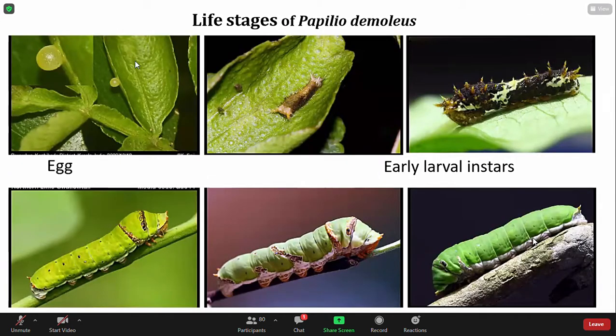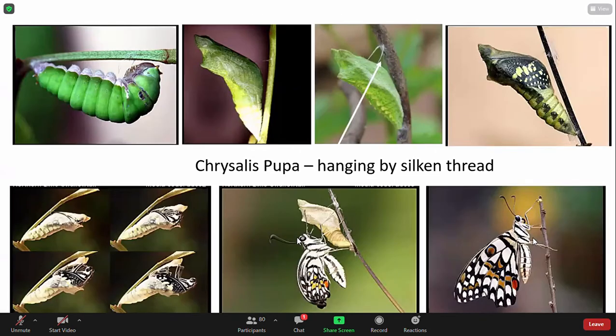This is the life stages. Here you see the light yellow egg and the bird dropping like early instars, and these are the late larval instars, caterpillar. The pupa type is chrysalis. This is very important in your exam. They will place it and you have to identify this, and then only you can answer the rest of the question, right? The chrysalis pupa is hanging by a silken thread from the tree twigs or under the leaf surfaces. The adult butterfly is a very attractive one.